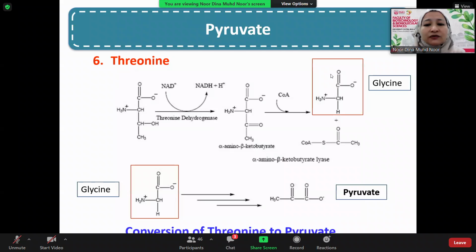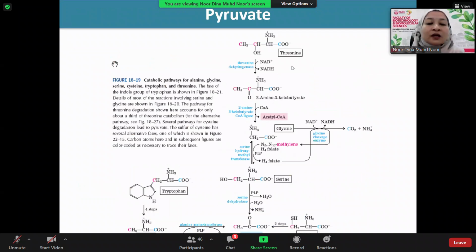Okay, and then glycine to serine. We have taken a look at the formation of glycine to serine in the previous slide. So it's actually repeating this process until the end, where we get pyruvate. All right. So here is the summary of those amino acids that are degraded into pyruvate.